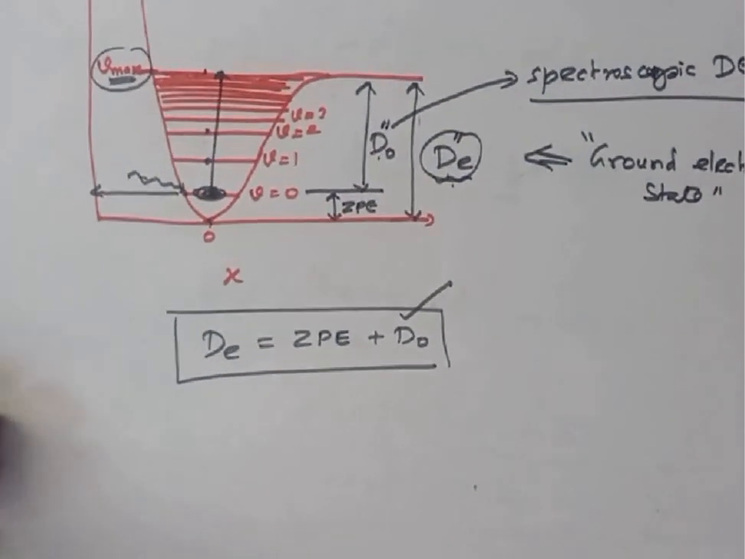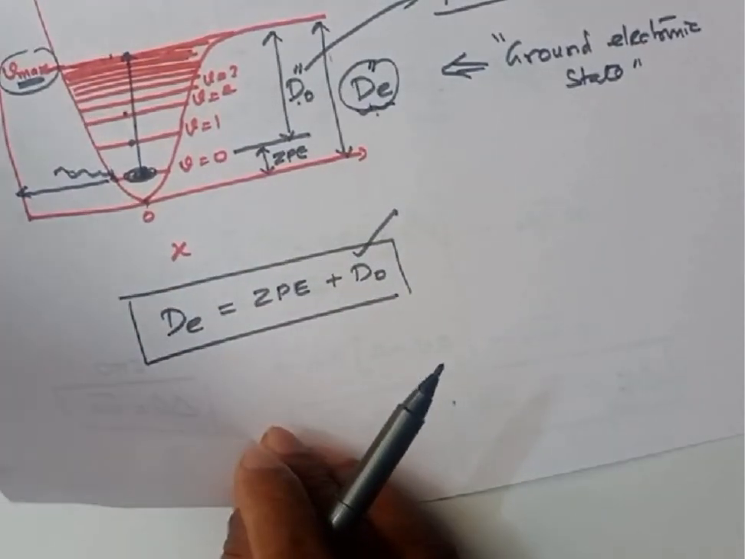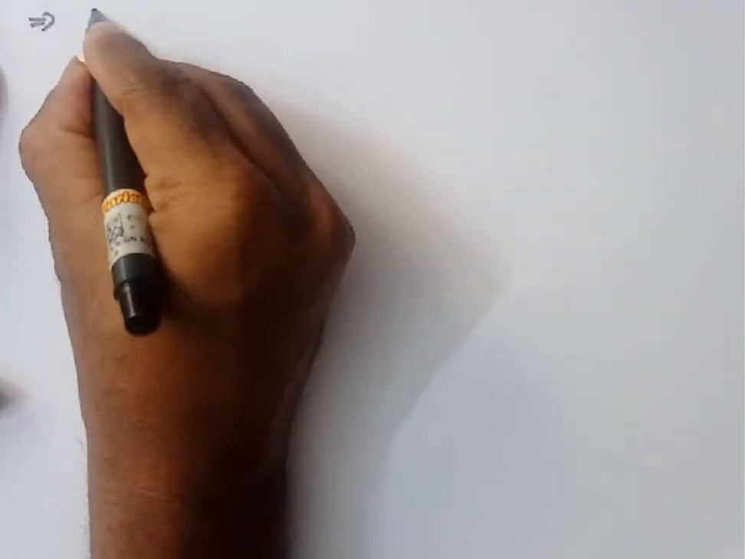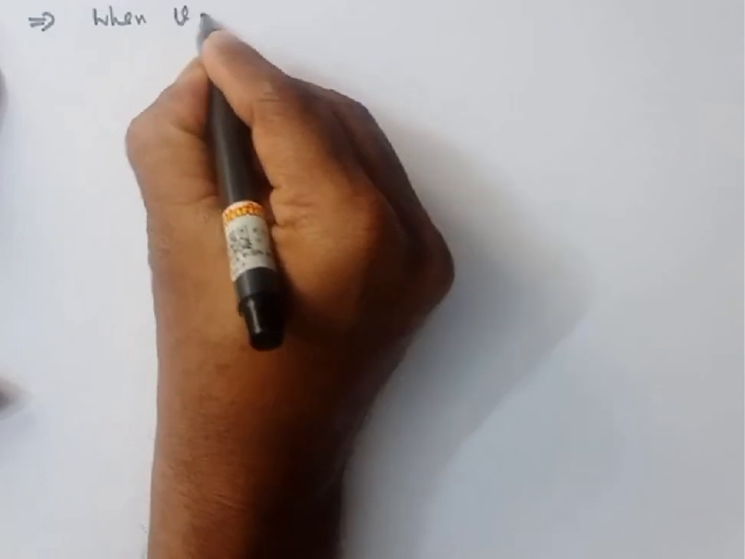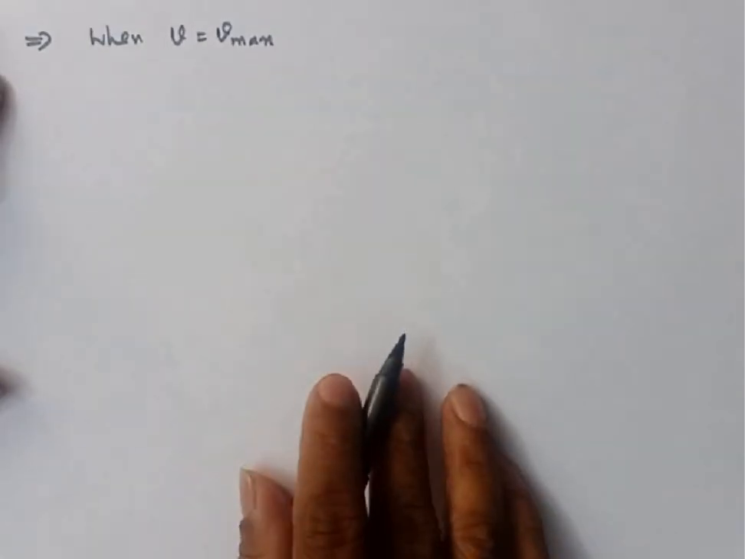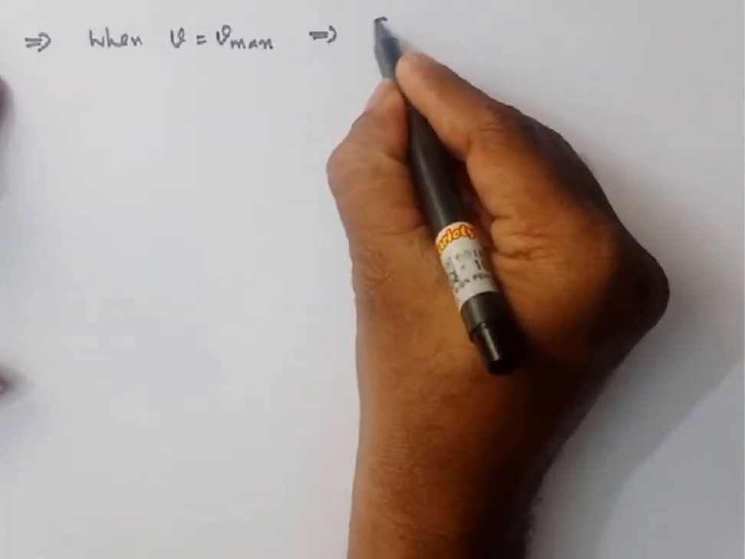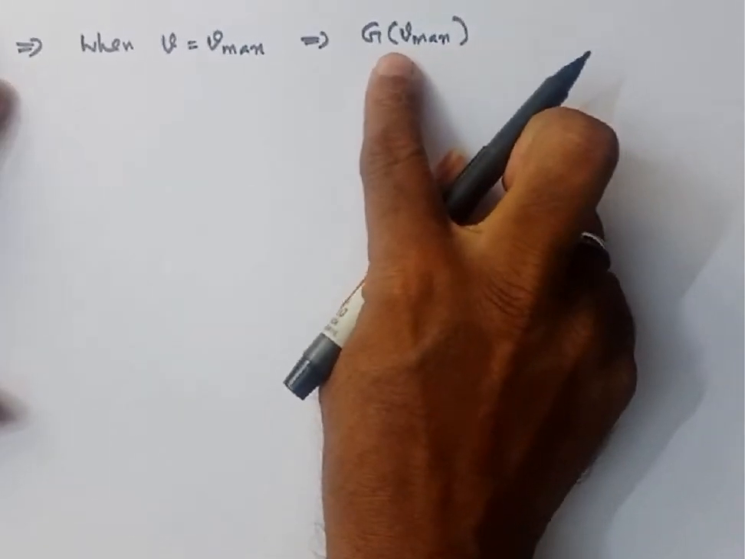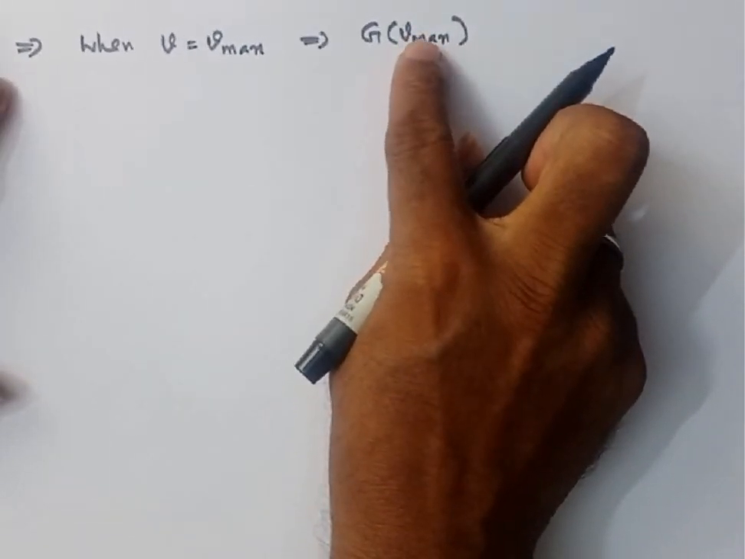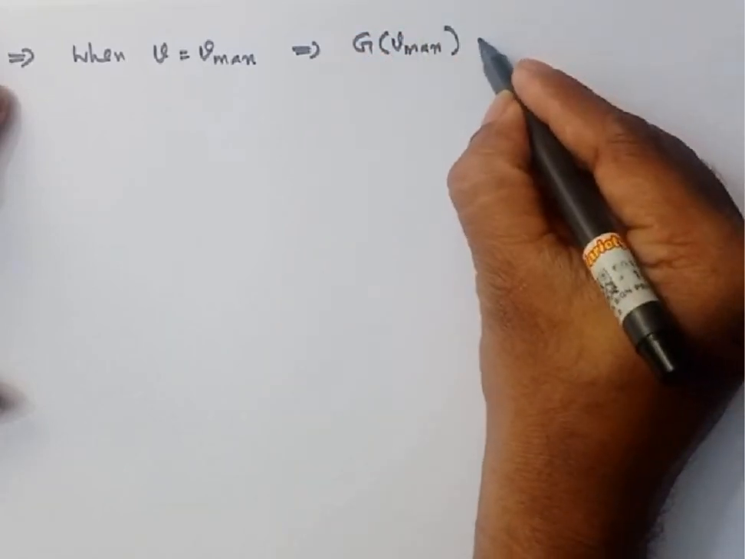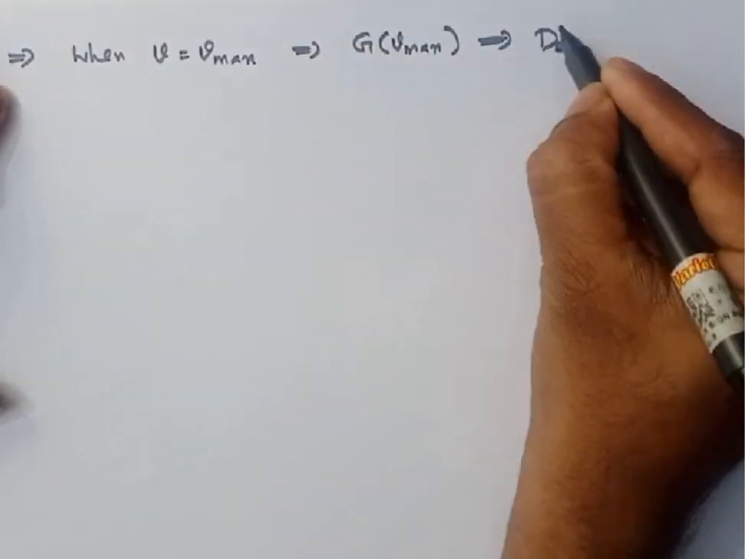So what I am trying to say is this. When V becomes Vmax, the G value is G Vmax. What is G Vmax? Vibrational energy at V equal to Vmax, right? The vibration energy at the maximum value of V will give you the equilibrium dissociation energy of the molecule. Simple.